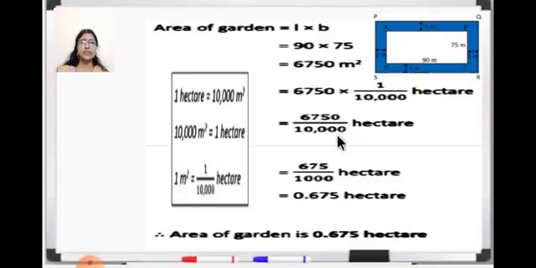When you reduce, the 0 will be cut, and finally you will get 675 upon 1000, and then you bring this in decimal form. As it is divided by 1000, the point will move to the left by 3 places. So you will get 0.675 hectare. Therefore, the area of the garden is 0.675 hectare. So this is the way you have to change the units.